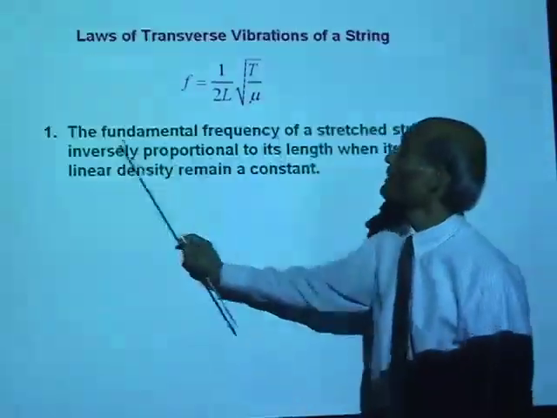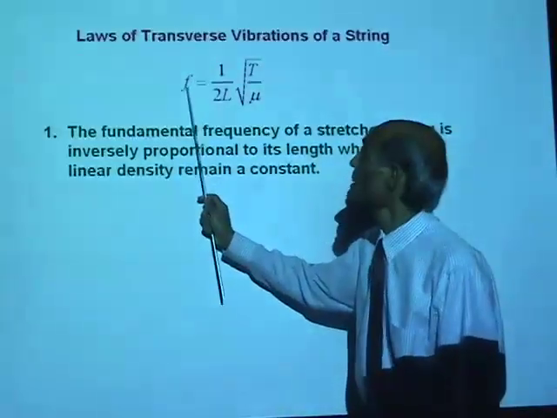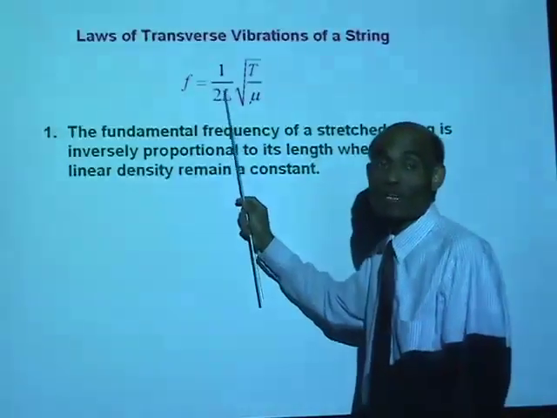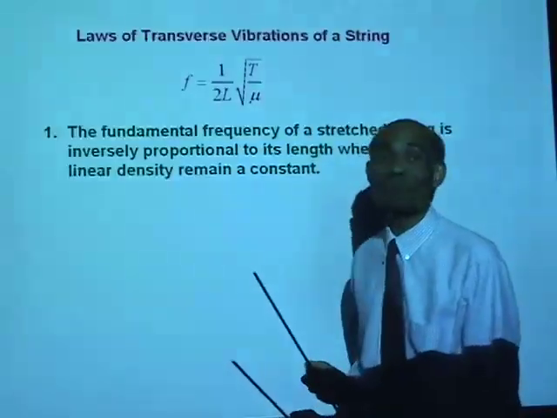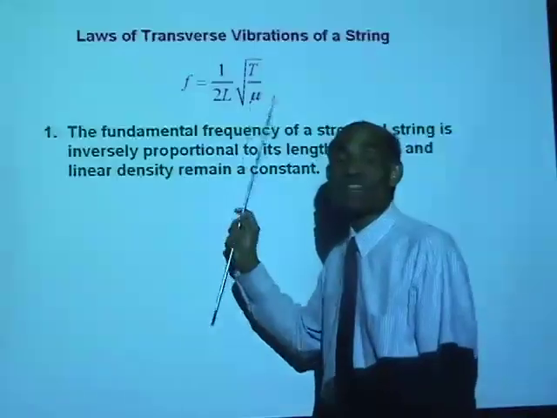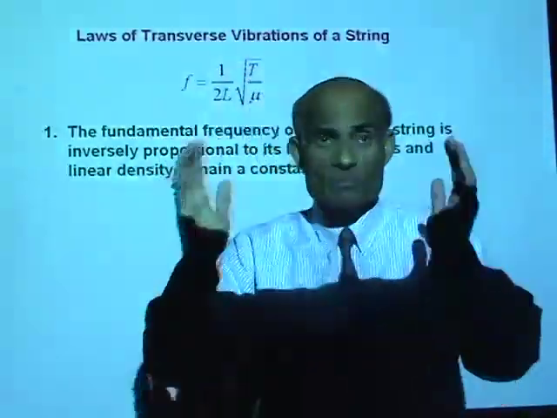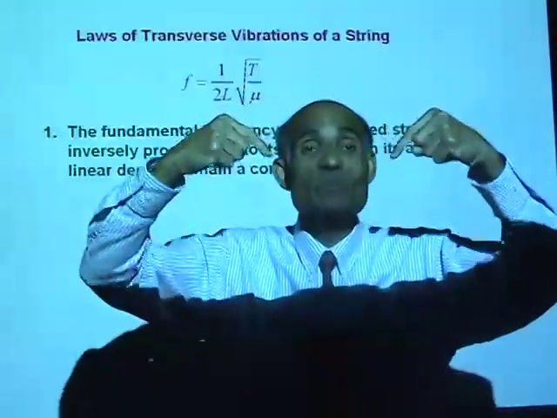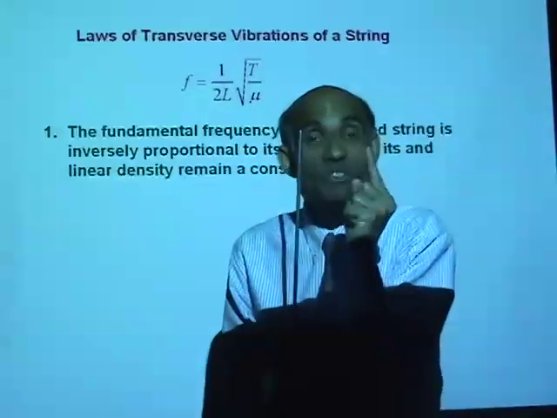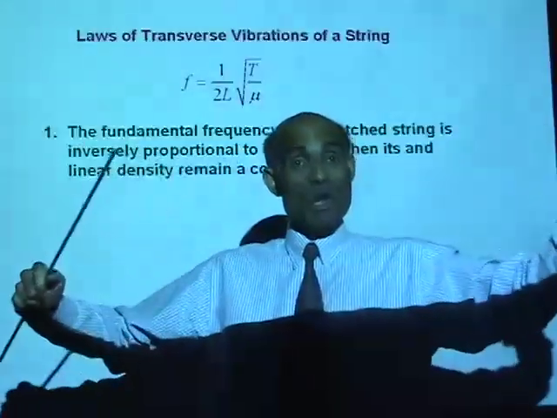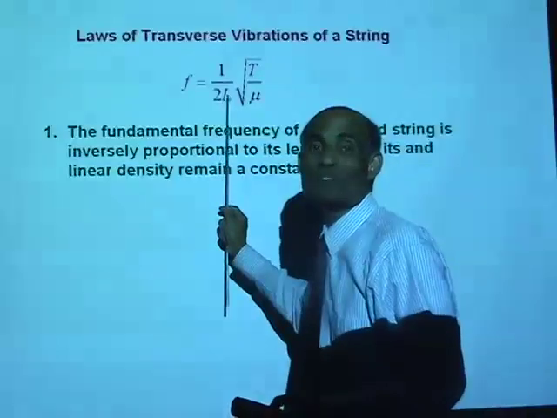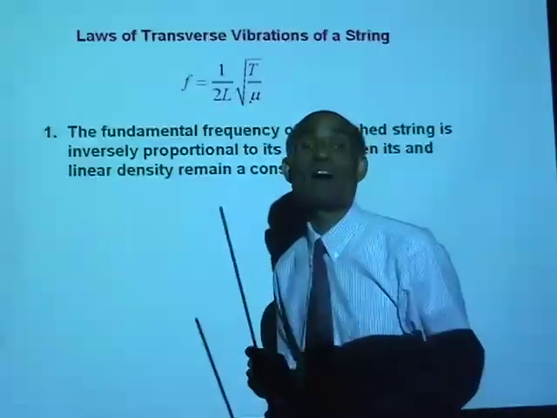Let's do that. The first law says the fundamental frequency of vibration of a stretched string is inversely proportional to the length. Is that right? The length is in the denominator. If all these other quantities are kept constant, in other words, the tension and the mass per unit length are constant, then the frequency is inversely proportional to the length. It means as the length of the string becomes shorter and shorter, the frequency becomes higher and higher. Yes. If you look inside your piano, the highest frequency is produced by the shortest wire, and the lowest frequency is produced by the longest wire. The frequency of the fundamental mode of vibration is inversely proportional to the length of the string when the tension and the linear density are constant.